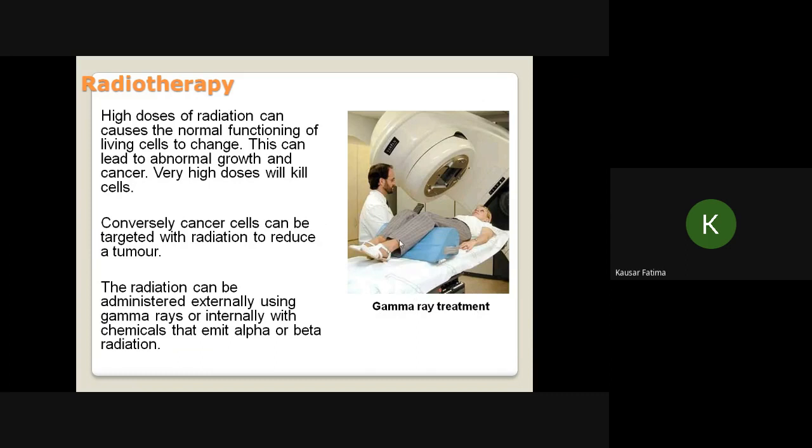Here gamma rays treatment is shown. The gamma ray camera is to be there, and the person has to be given some drink, and that can be monitored from the outside. Why is gamma to be used? Because beta and alpha cannot pass through the body of the person, so they cannot be recorded by that camera. So they can be administered externally using gamma rays, or internally, but we have to use some chemicals that emit alpha, beta, or gamma radiations. That is in chemotherapy.